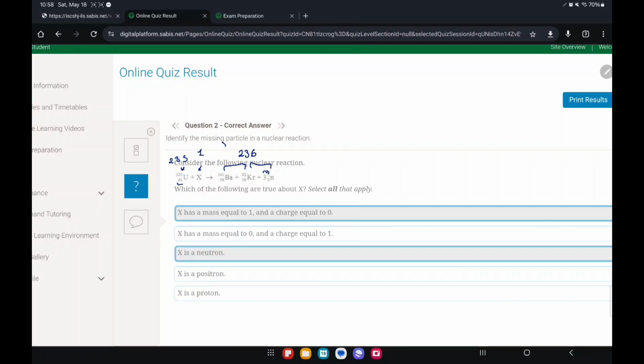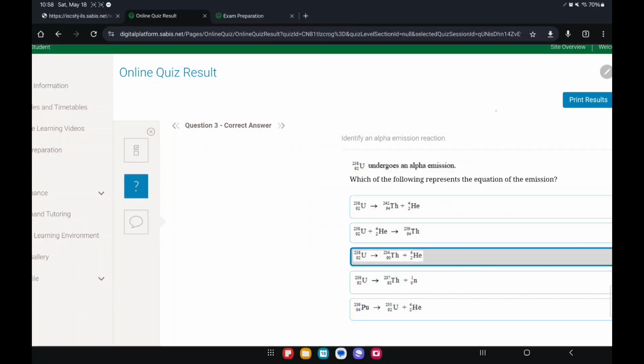How about the charge? Here we have 92. Here we have 56, 36, and 0. The 0 doesn't count. 56 plus 36 will be 92. So obviously there's 0, right? No need to add anything. We can just keep it at 0. So our x is going to be 1, 0. Which one is 1, 0? That's a neutron. If it has no charge, it's a neutron. It has a mass equal to 1 and the charge equal to 0. It's not a positron or a proton, and its mass obviously is not equal to 0.